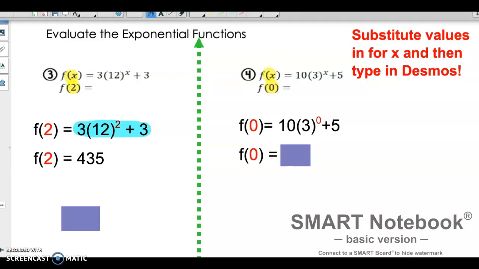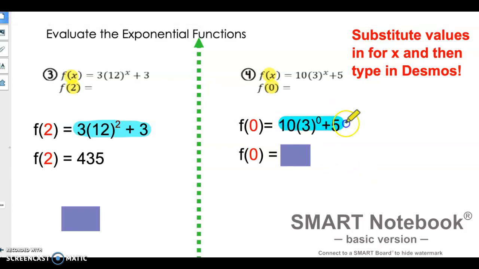And then we're going to type the right-hand side of the equation here into Desmos. So f of 0 is equal to 10 times 3 raised to the 0 plus 5. Now this right here is actually a unique rule of exponents that you could realize before you type it in Desmos. Anything raised to the 0 power is 1. So this turns into 10 times 1, which is just 10, plus 5, which is 15.